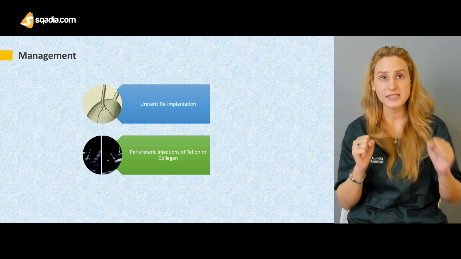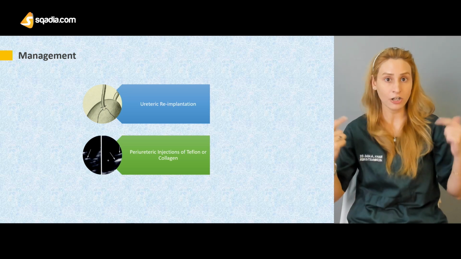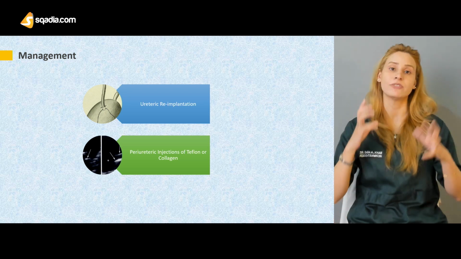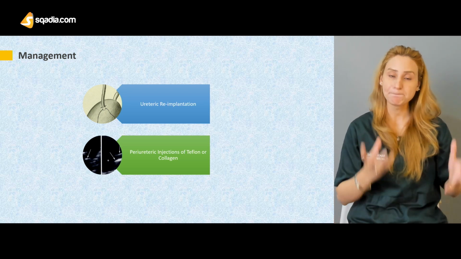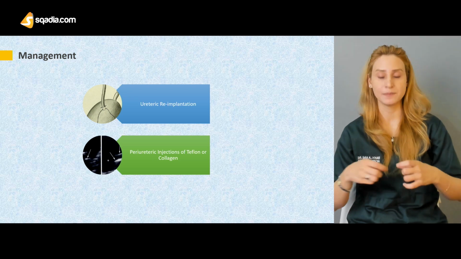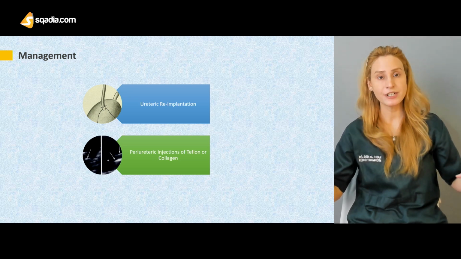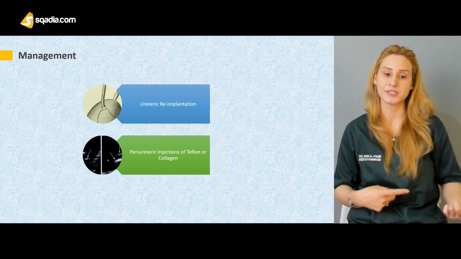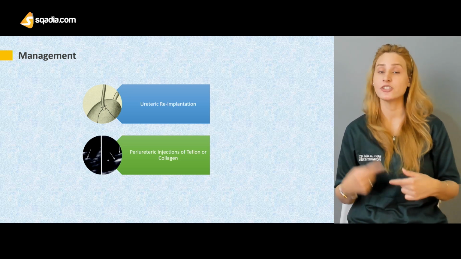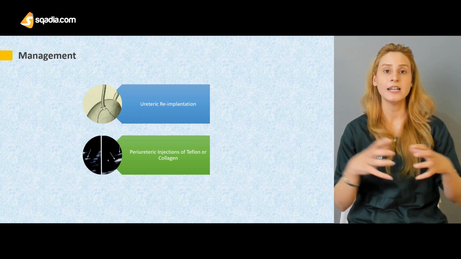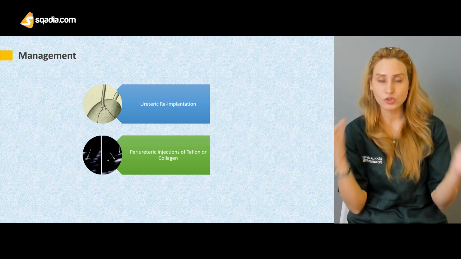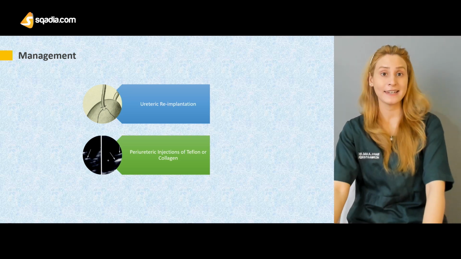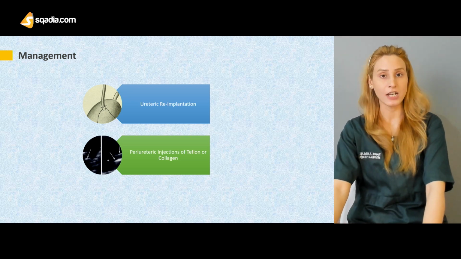But it's important you pick up this disease earlier, because if you pick up earlier, you will treat earlier. You can reimplant the ureter, you can increase the length of the intramural ureteric tunnel by surgical procedures, and then you can inject some Teflon or collagen to give a kind of stability and strength to the detrusor muscle. So that's how you're going to manage vesico-ureteric reflux in children.